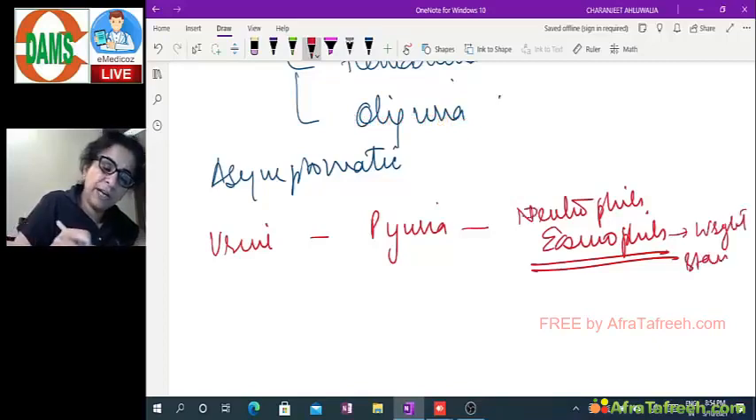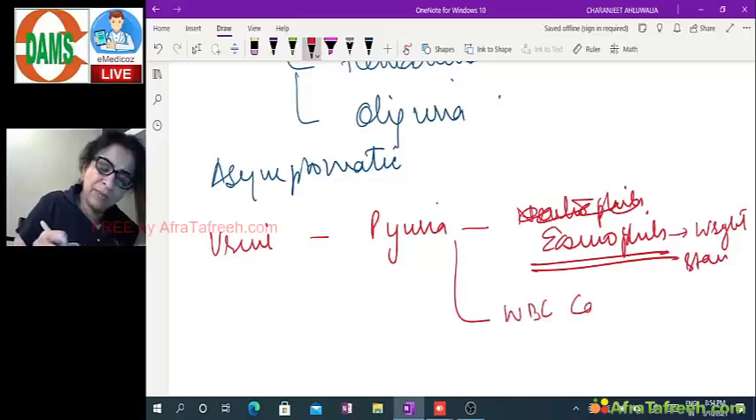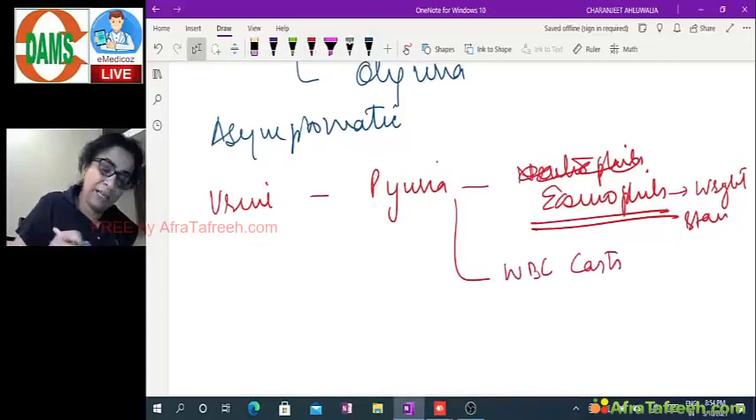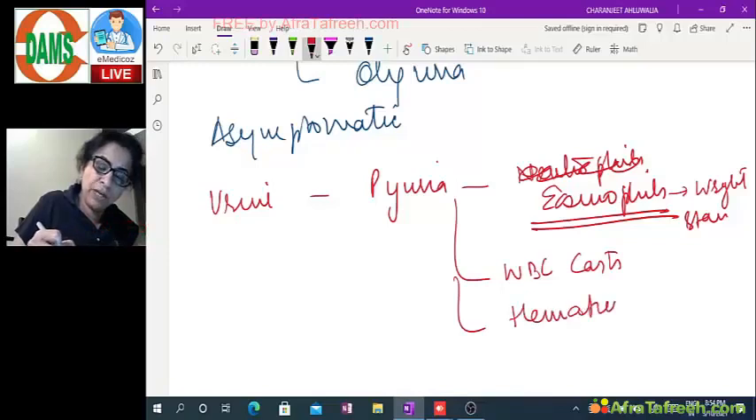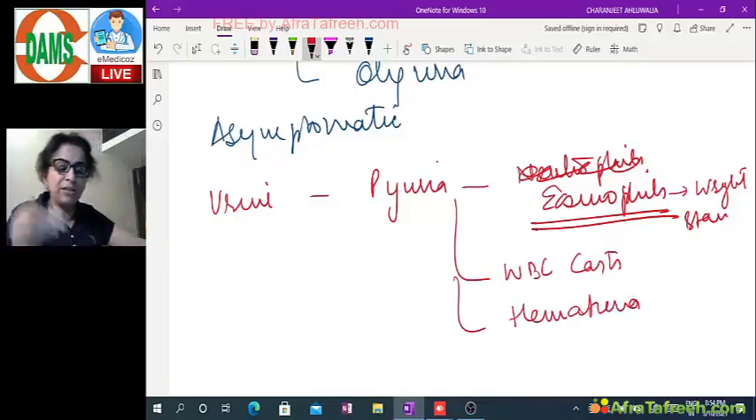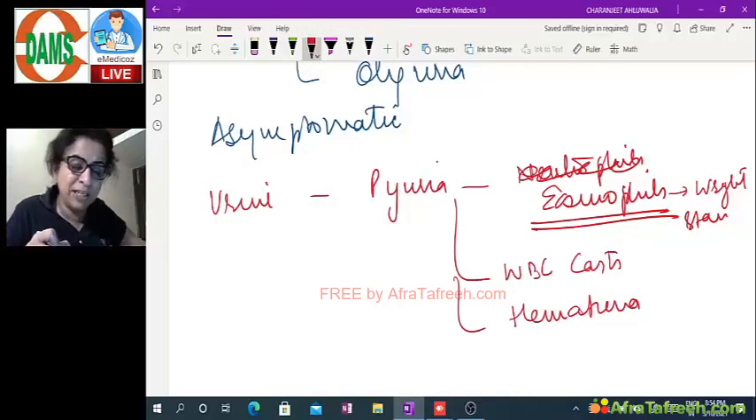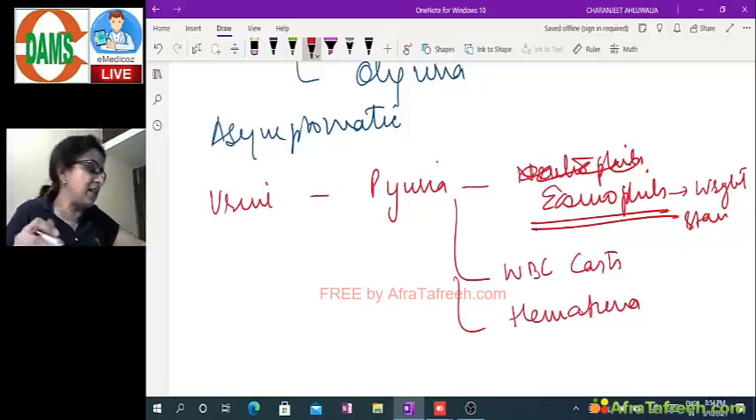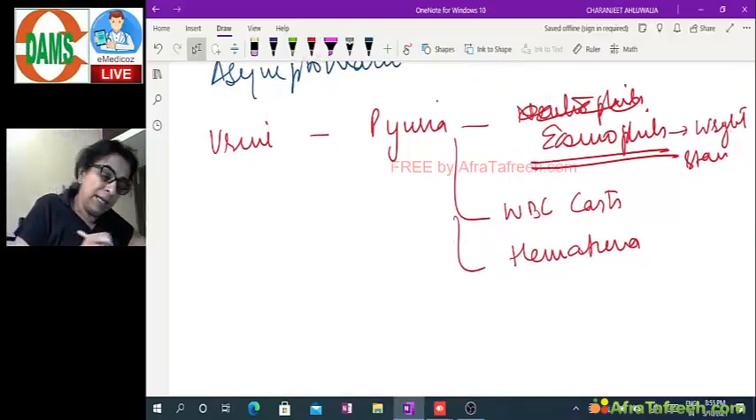Achha, so in the urine you will find eosinophils, and you will also find WBC casts, that is, casts of neutrophils. And third, there will be hematuria in the urine. So there's pyuria, there are WBC casts. Pyuria means pus, neutrophils in the urine, seen as WBC casts. Eosinophils will be seen by Wright stain. There will be hematuria.